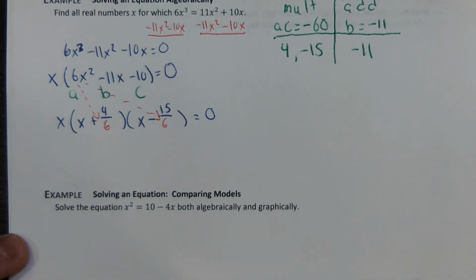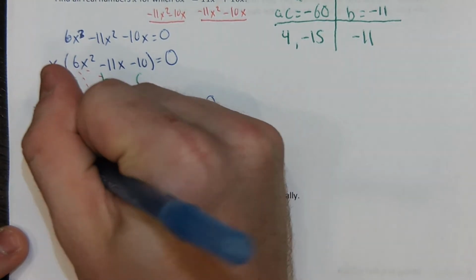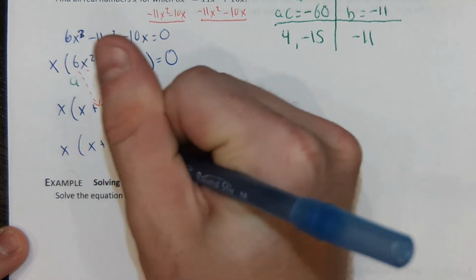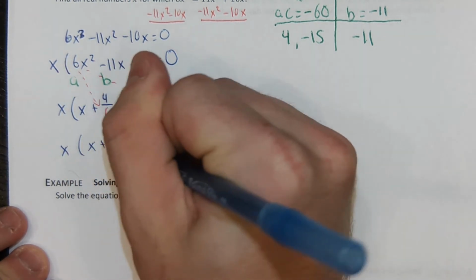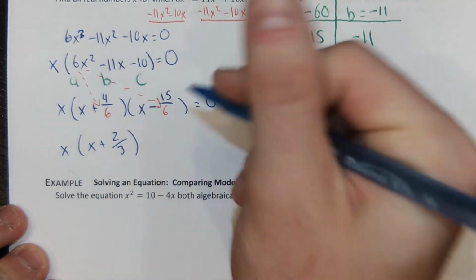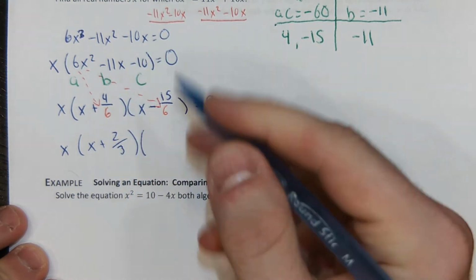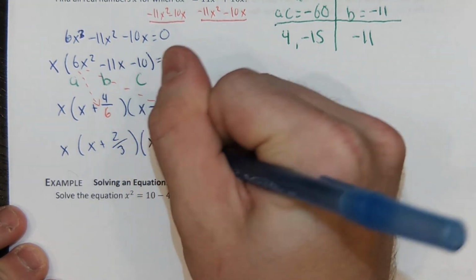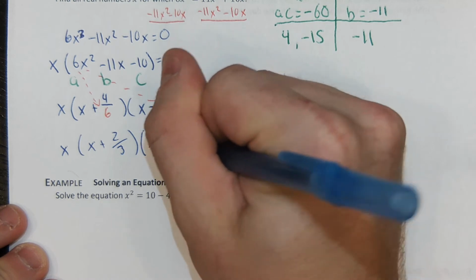Now we reduce our fractions. 4/6 reduces to 2/3. And 15/6, both those divisible by 3, will reduce to 5/2.